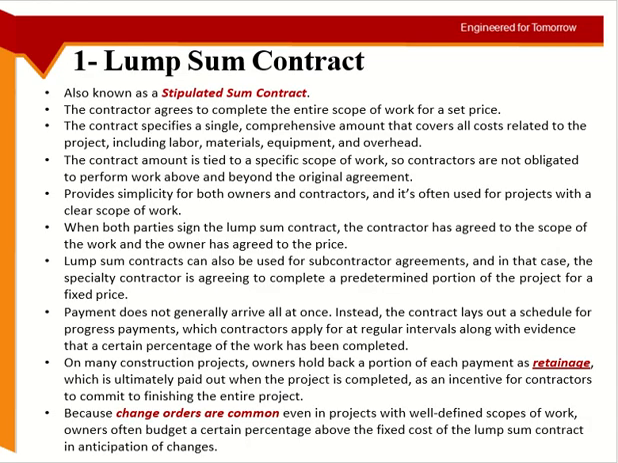The first one is lump sum cost, which means total sum. Lump sum means a total sum. Lump means what? Total. And sum means what? Total. Lump is something like a packet or bunch. The whole bunch.